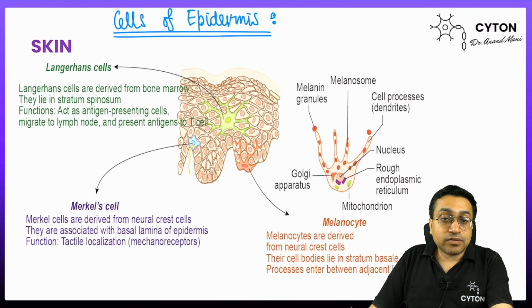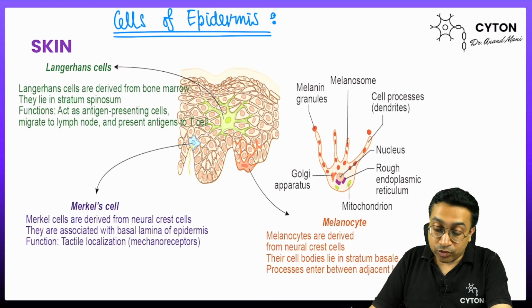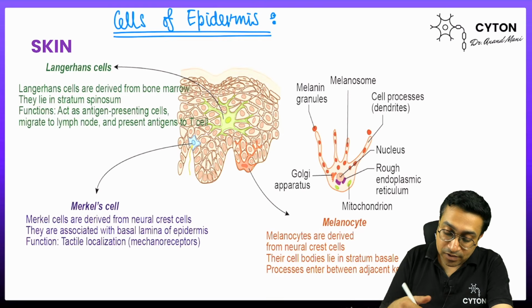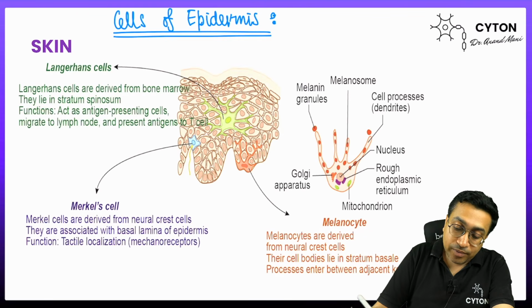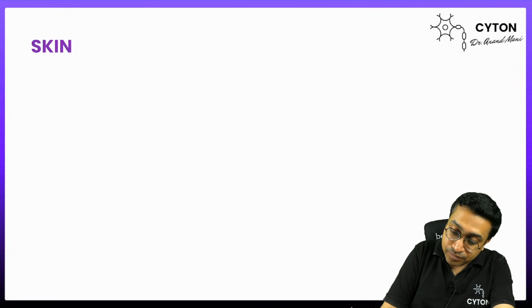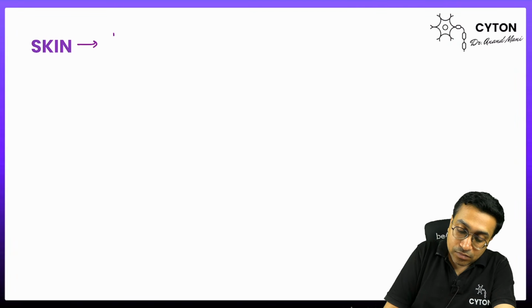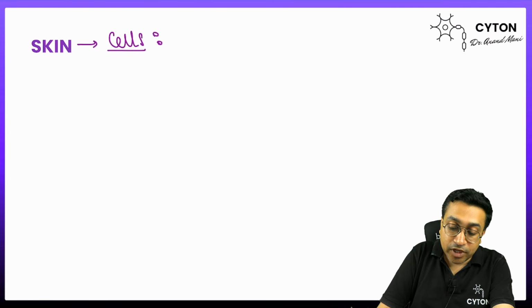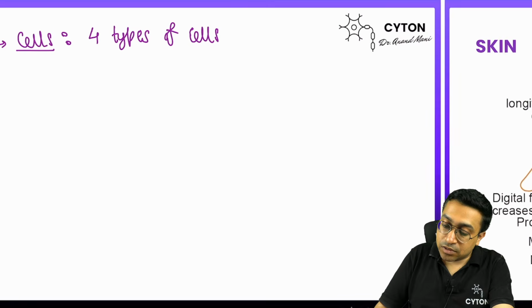So number one, the skin actually has 4 kinds of cells: the keratinocytes, melanocytes, the Langerhans cells, the Merkel cells. You can see a few of them in this image. So let me write somewhere, cells. It has the 4 types of cells.